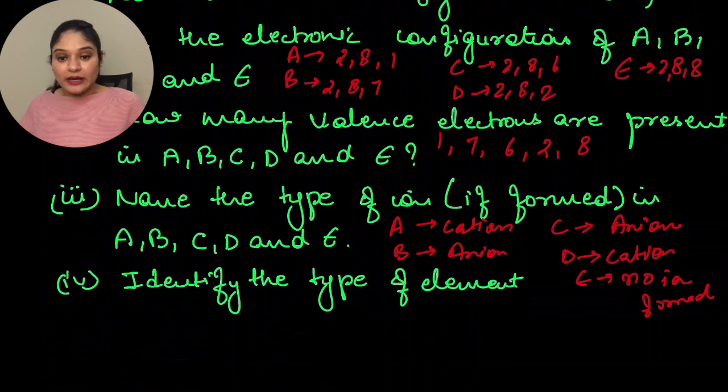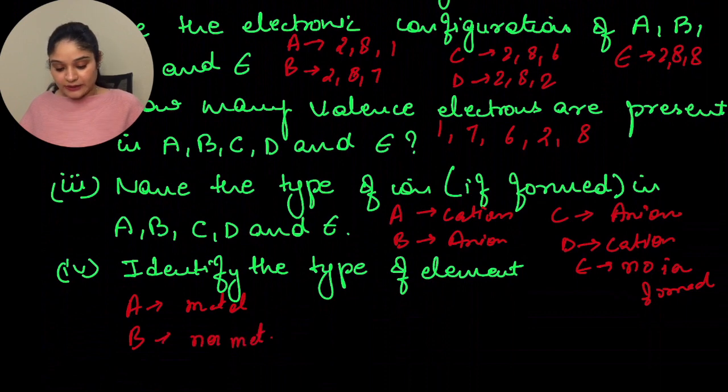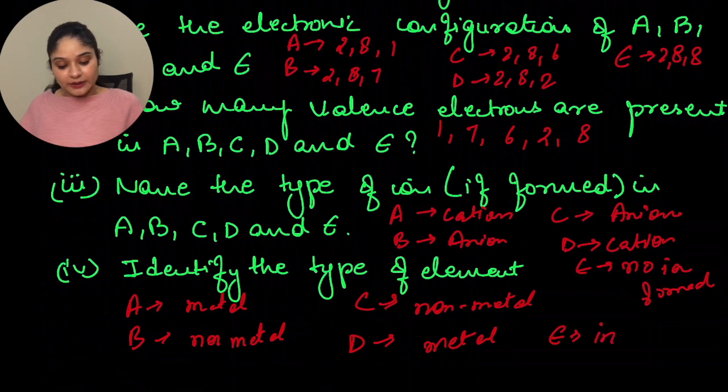Now identify the type of element. They're not asking what the element is, they're asking what is the type. The type could be metals, non-metals. If we start with A, A is a metal because it has a tendency to donate an electron. B is a non-metal because it has a tendency to accept an electron. C is a non-metal for the same reason, and D is a metal for the same reason, and E is an inert gas. So that's it.